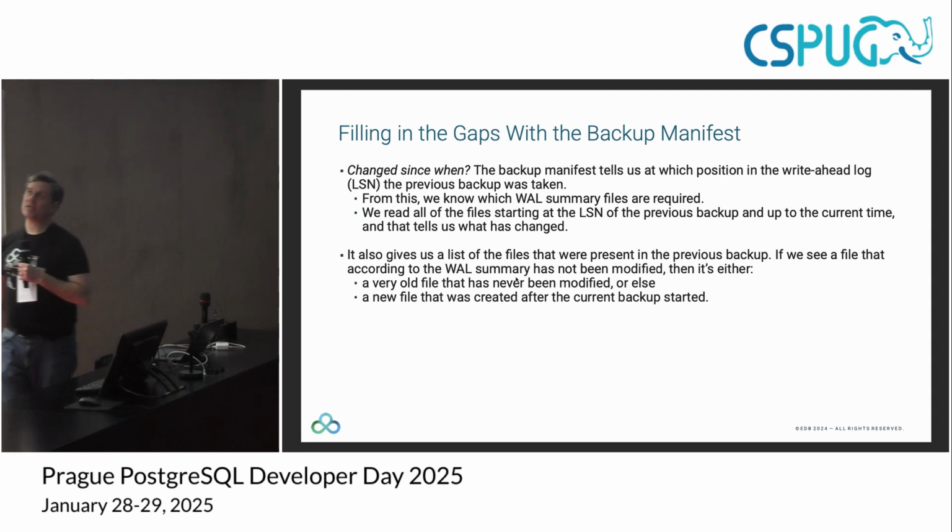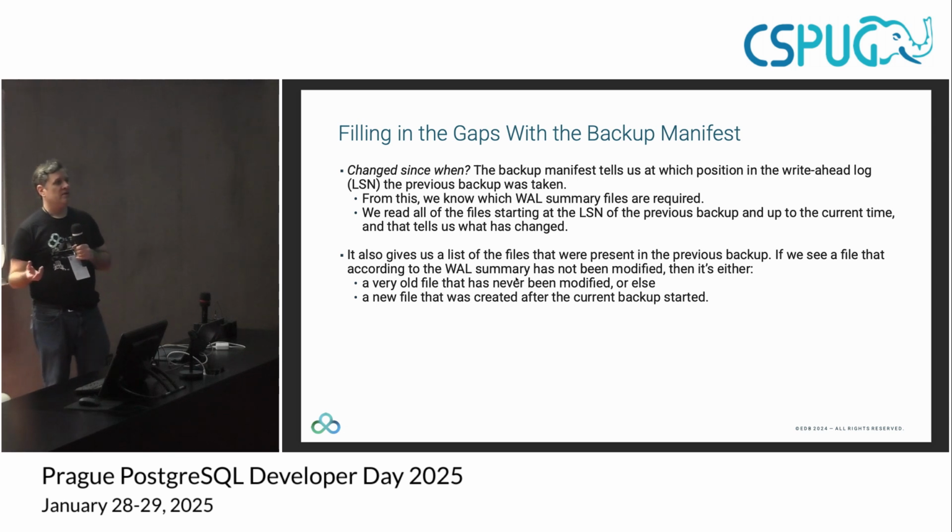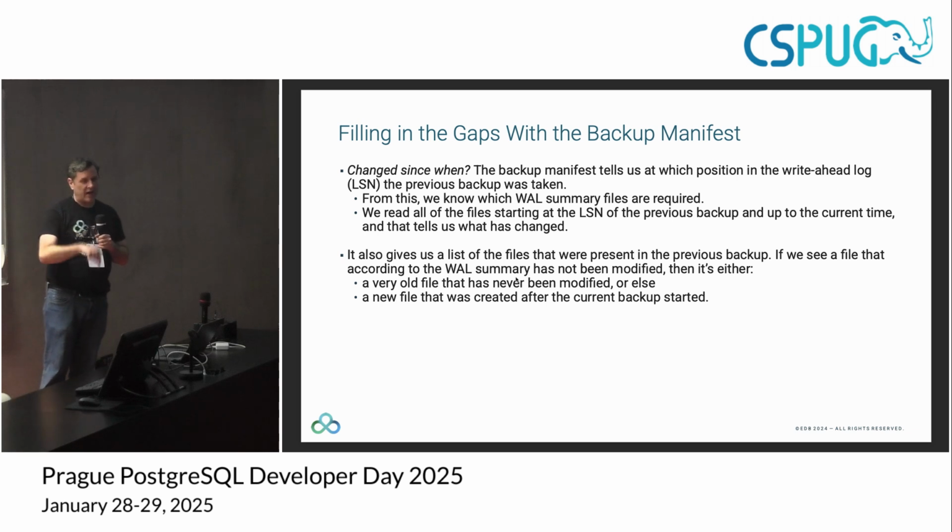There's one other bit of information that we also need from the backup manifest, and that information is used to distinguish between two corner cases. Imagine that we have a file that's in the data directory now, and we're in the process of doing an incremental backup, and we come to that file. And we check all of our WAL summaries, and they say there have been no changes to that file. What do we do?